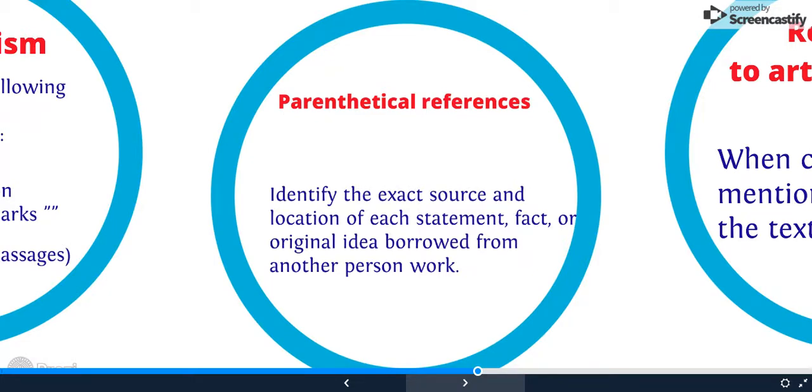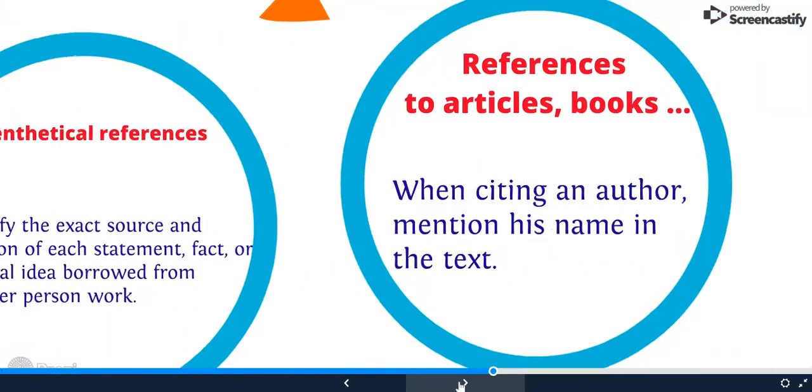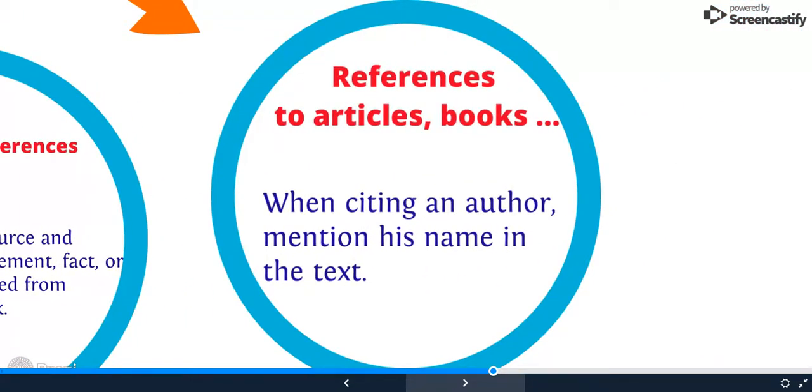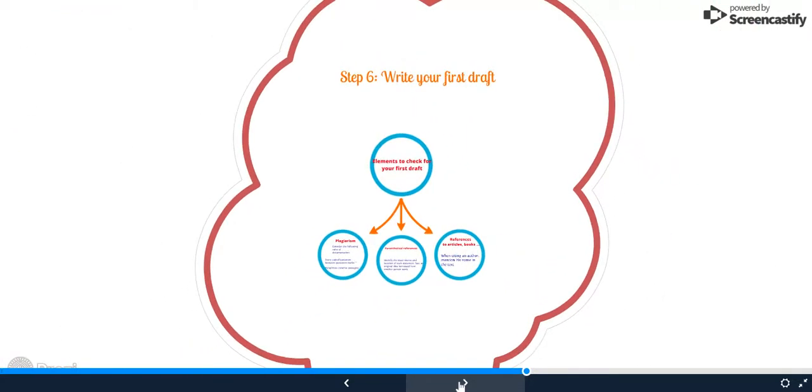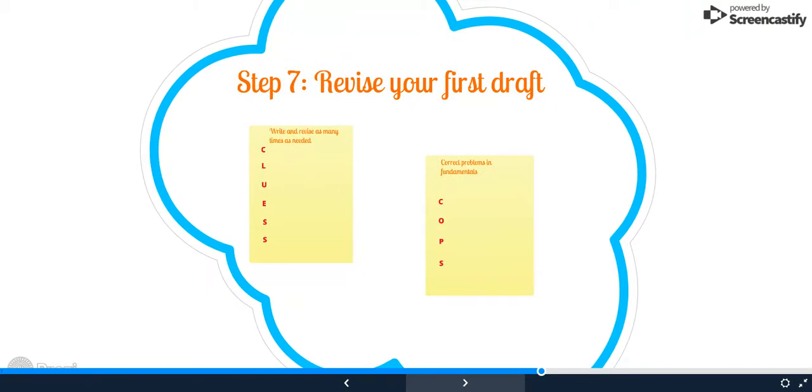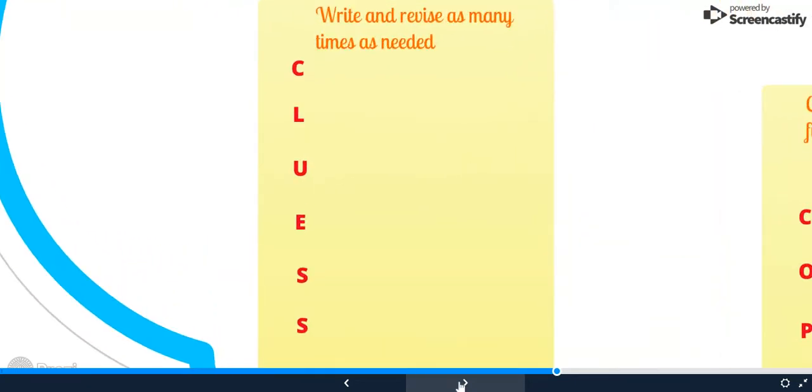Parenthetical references, identifying the exact source and location of each statement, fact, and original idea borrowed from another person. And then references to articles and books. Just make sure that you're citing and mentioning the author in the text that you're writing, just to make sure you're not paraphrasing or plagiarizing anything. Step number 7, revise your first draft. Write and rewrite as many times as you need.